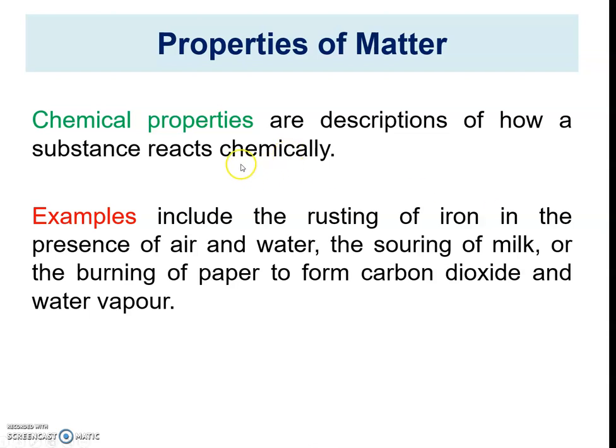Now, let's look into chemical properties. This describes how a substance reacts chemically. Examples are the rusting of iron in the presence of air and water, the souring of milk, or the burning of pepper to form carbon dioxide and water vapor.